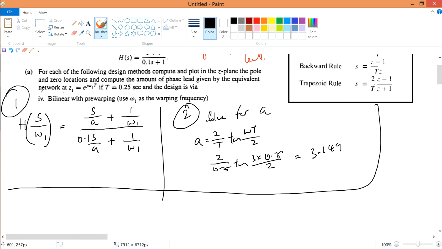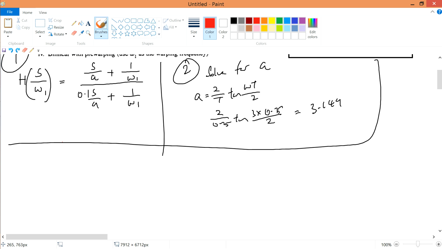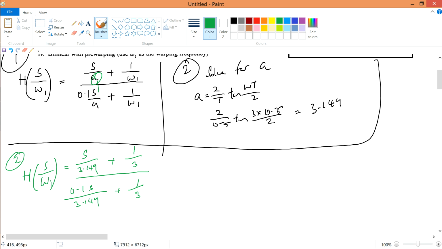The next step, since we found that A is 3.149 and that omega 1 is equal to 3, I can simply substitute it into this formula already. So my A I change to 3.149, while the omega I change to 3. Same for the denominator, for all of them. So this is the third step. I don't know why I wrote 2, I should check already.